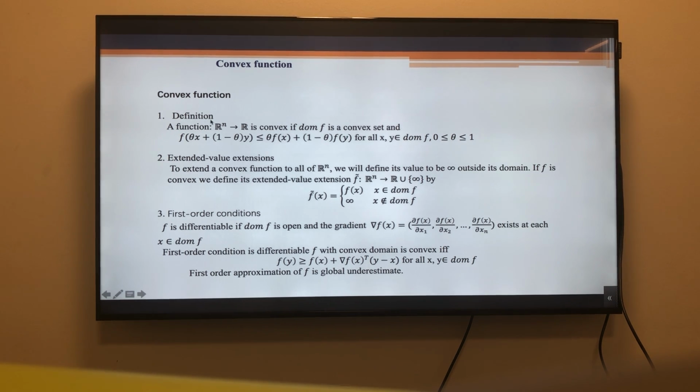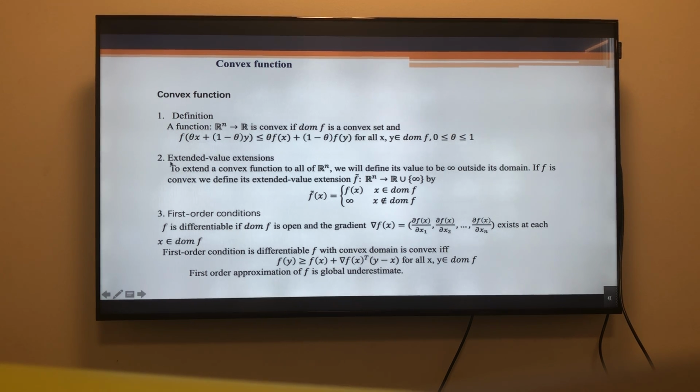Convex function, the first is the definition. Just as it said, f of theta x plus (1 minus theta) y should be less than or equal to theta f(x) plus (1 minus theta) f(y).